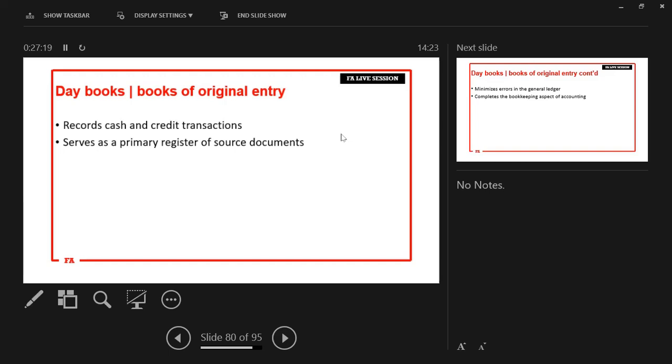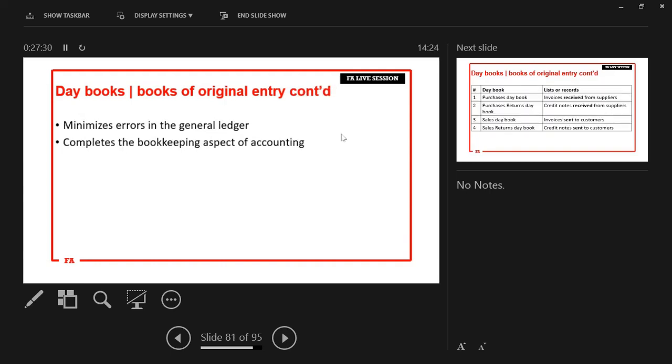So let us remember the essence of this. The day books also minimize errors made in the general ledger. Minimize errors. Even the amount of information in the general ledger will be minimized because information is summarized from the day books, all right? And then day books also complete the bookkeeping aspect of accounting. Now, if you're going to be a full-fledged accountant, you need to be good at both bookkeeping and what? Accounting. There are some people who do not appreciate some of those things.